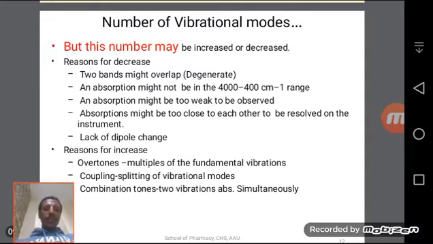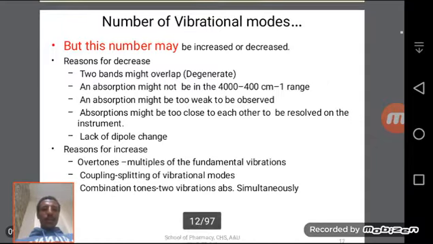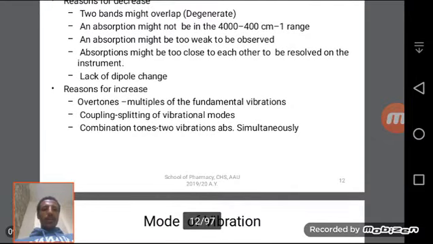And the factors that affect the increasing of the number of bands. The first one is overtone or multiple fundamental vibrations or combinations, coupling or splitting of vibrational modes, combination tones absorbing simultaneously, and other factors that increase the number of bands in the IR spectrum.